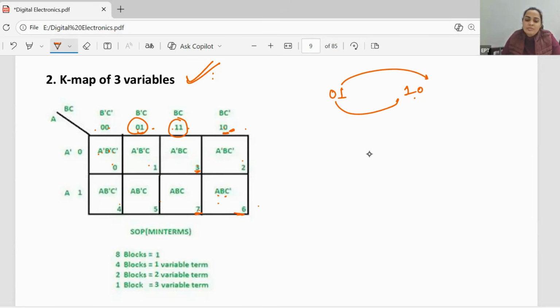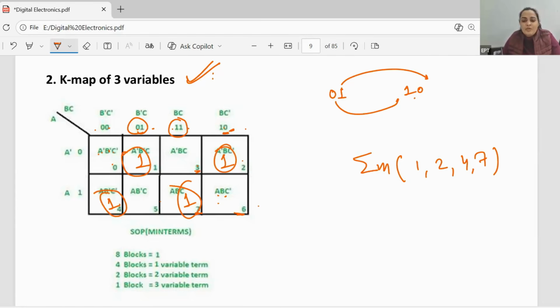And if minterms are given like this, 1, 2, 4, 7, then you can directly write 1 here. Here we have 2, so 1 here, 4, so I will write 1 here, and 7, so I will write 1 here. Now you can see you cannot combine any cells, so 4 terms will be there in the output. So the number of PI is going to be 4 and EPI is going to be 4.